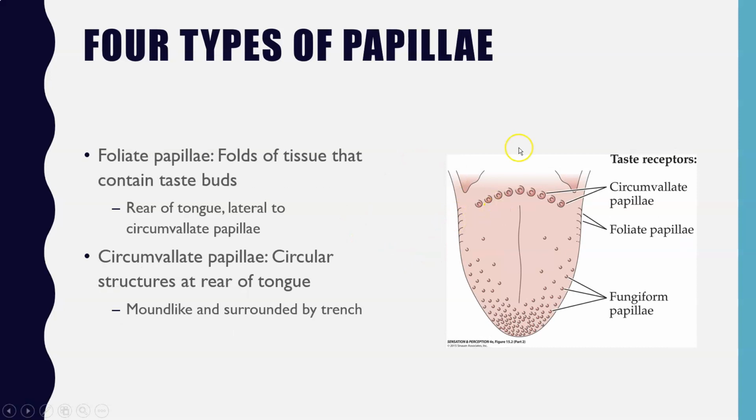Then we have our 2 other types of papilla. Here we have what are called our foliate papilla. We call them that because they are folds. So we have these folds of tissue, and within those folds, we have taste buds. You can see from this image, the foliate are located in the rear and on the lateral surface of the tongue. And then finally, we have the circumvallate papilla. These are very circular. As you can see, they have a mound structure that's surrounded by a trench. And all of these 3 different types of papilla will provide functions with respect to taste because they do contain taste buds.